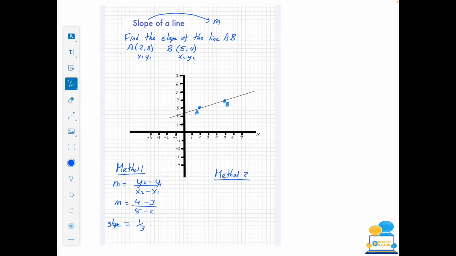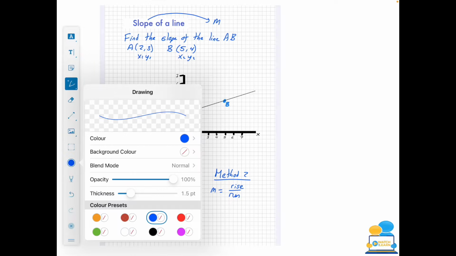To do method 2, you need to have a graph in front of you. For method 1, as long as you know 2 points, you'll be able to do it. But for method 2, you need a graph. So instead of that formula over here on the left hand side, we could write that m is equal to rise over run. Now with this, just to note that formula is not in your formula book. So you need to know that slope is equal to rise over run.